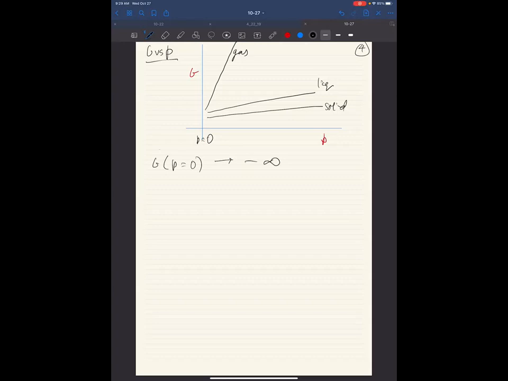It's kind of easy to see for an ideal gas, but let's work through it, okay? And this will immediately lead us to the concept of fugacity.